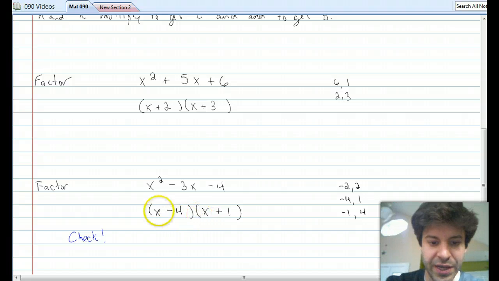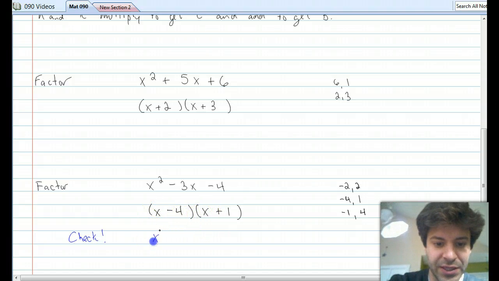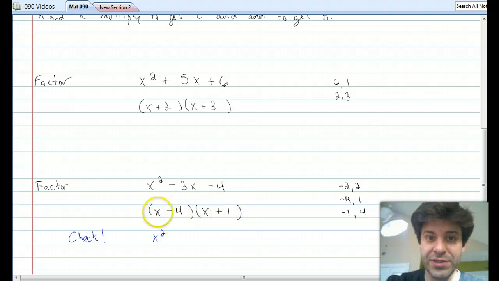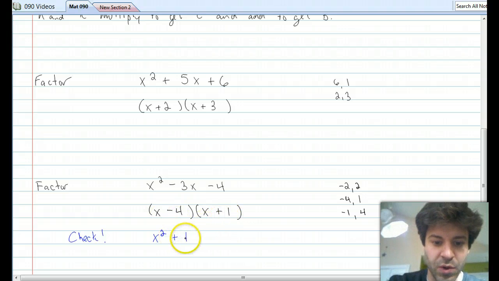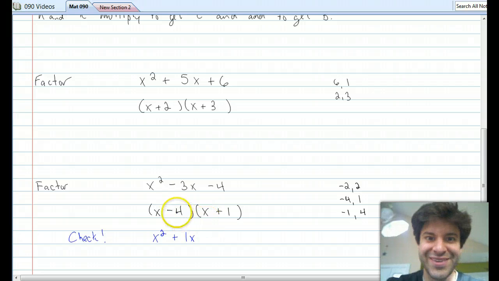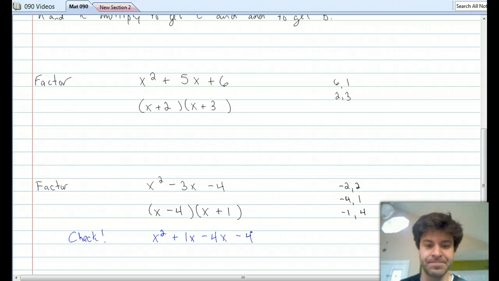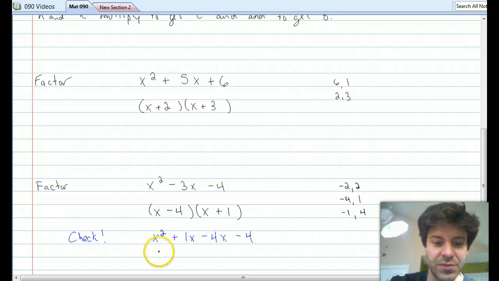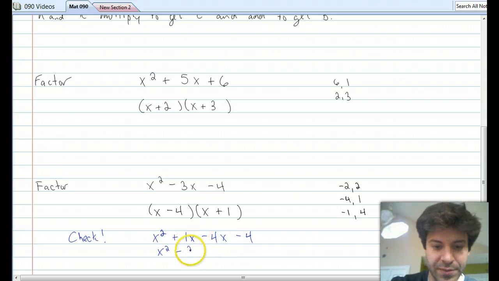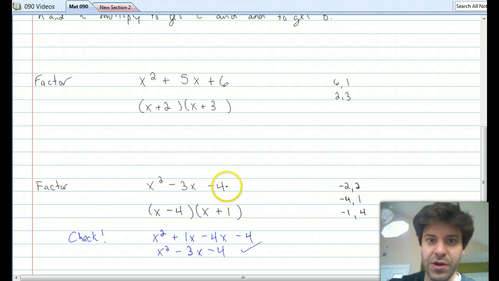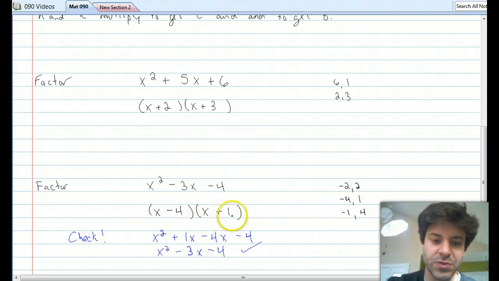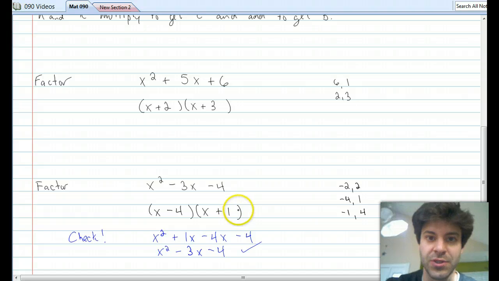So if we FOIL these 2 things out, we have x times x is x squared. The outer terms, 1 times x is a positive 1x. The inner 2 terms, negative 4 and x, give us a negative 4x. And the last 2 terms, negative 4 times 1, gives us a minus 4. Now combining the 2 like terms in the middle is going to give us x squared minus 3x minus 4. And that's the trinomial that we started with. So we know that this way of factoring this trinomial is correct.